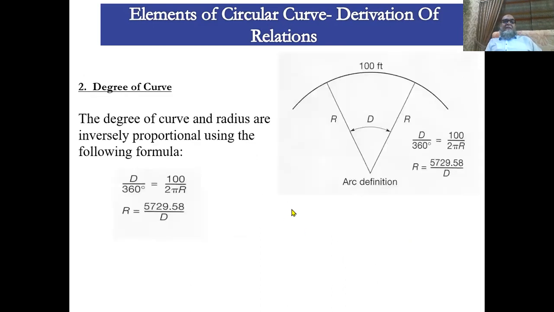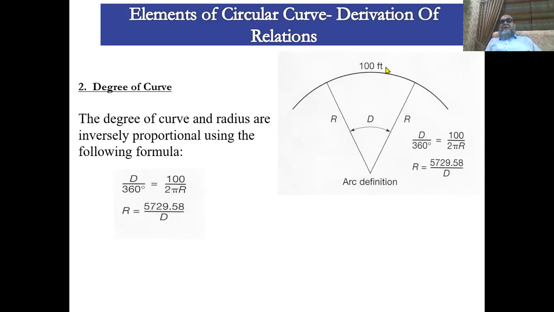The second important relation is the one for degree of curve. Just a simple thing. We say D is the angle subtended by 100 feet of arc. The maximum D could be 360, so we say D over 360. If D is defined for a 100 feet arc, 360 is defined for the whole circle, and the length of the arc for a whole circle is 2 pi R. So we have used simply this relation, and if you solve this, the radius becomes 5729.58 over D.